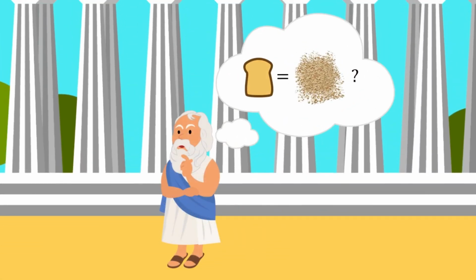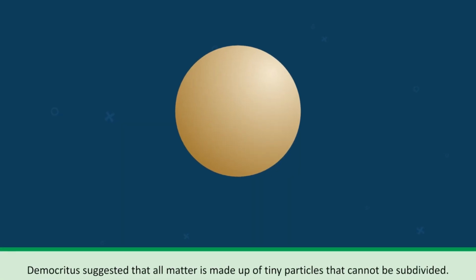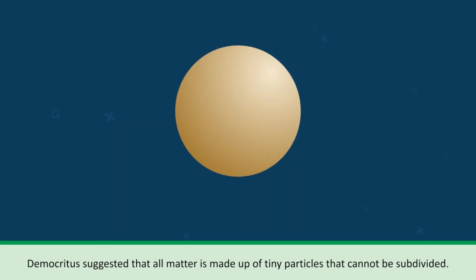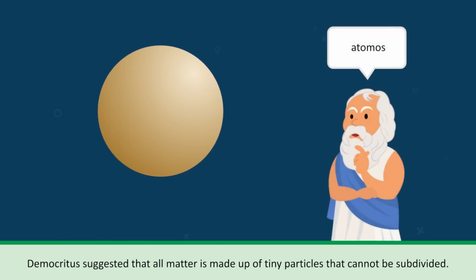Thousands of years ago, the great thinkers of those times wondered the same thing. Democritus, an ancient Greek philosopher, suggested that all matter is made up of tiny particles that cannot be subdivided. He called them atoms, which is a Greek word for indivisible. So atom gets its name from this Greek word.